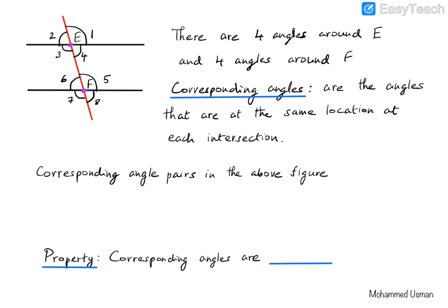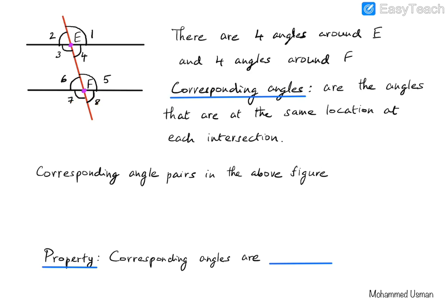So first of all, around each of the intersection points, there are four angles formed. Around the intersection point E, where the transversal cuts line A, there are four different angles, which I have numbered as angle 1, angle 2, angle 3, and angle 4. Similarly, around the intersection point of the transversal with the second line, line B, named point F, there are four angles, which I have numbered as angle 5, angle 6, angle 7, and angle 8.